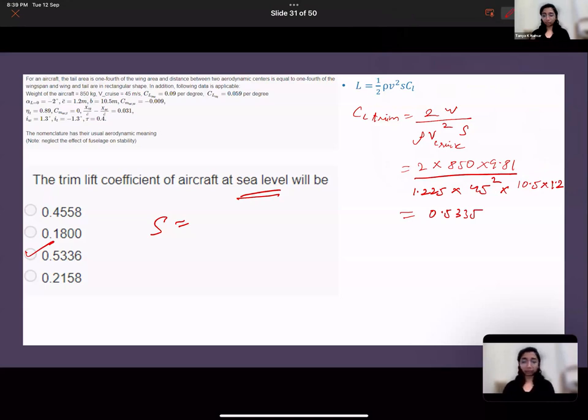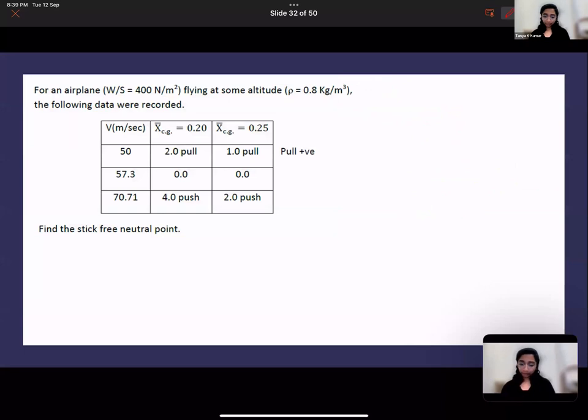So we confused it with the aspect ratio. It's B square by S, but the S is what we need to be using here. They've given you a rectangular wing, so S is just span into chord, B into C. The mistake that we made was we took B by C, okay? All right, okay. Next question.